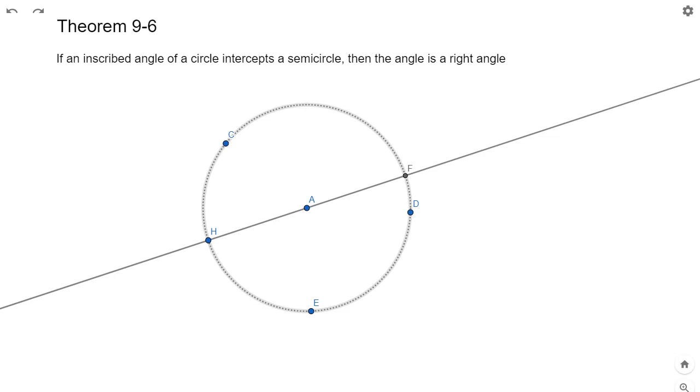Theorem 9-6 says if an inscribed angle of a circle intercepts a semicircle, then the angle is a right angle. A semicircle is when we divide the circle in half, and that's when the chord happens to be a diameter. So I have diameter HF. I'll go ahead and draw the semicircle.